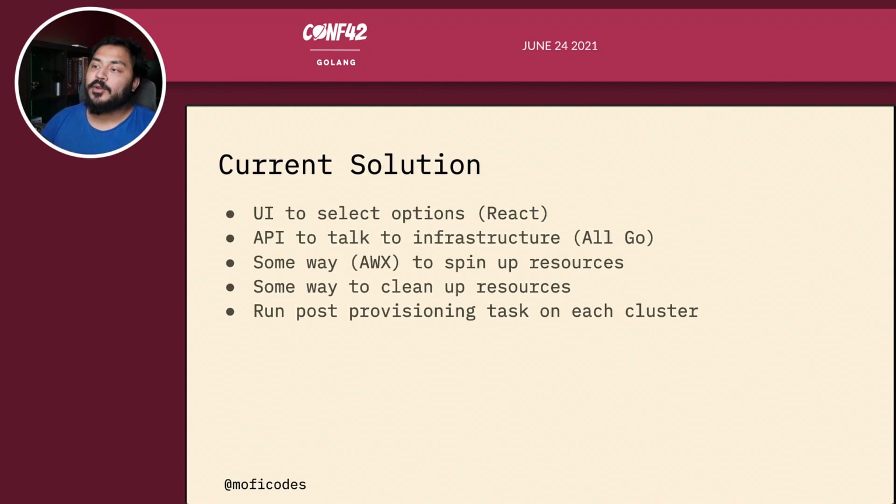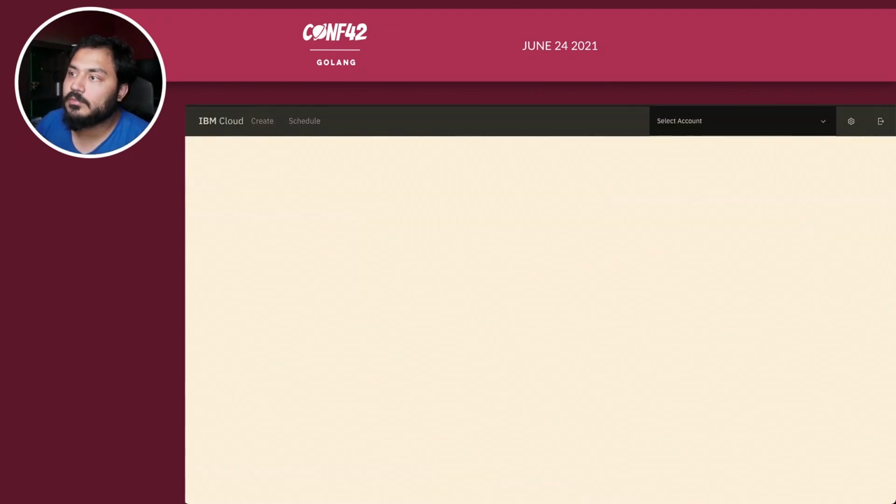And finally, some way to clean up the resources. For that, we also use the API to talk to the IBM Cloud infrastructure. And finally, we run post-provisioning tasks on each cluster, and for that, we also rely heavily on AWX. The UI looks something like this.